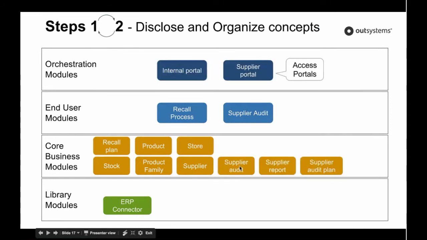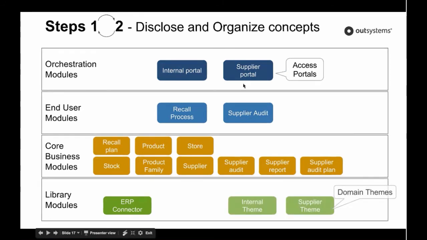So we keep adding those concepts, like a supplier audit, a supplier report, a supplier audit plan, and so on and so forth. And we may learn that now we also need an internal portal for my internal users and a supplier portal, because they will be interacting with us. And this is another need that I'm collecting. So I will need to access portals. And then I also understand that these portals will have different look and feel. So I will need teams, domain teams, one for the suppliers and another one for the internal users.